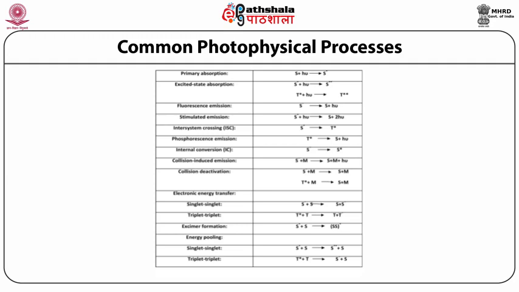So, another is fluorescence emission, which occurs due to the emission of an electron from S star coming to the S, or the ground state. At that time the equation reads S star tends to S plus h nu, and the h nu is the energy of the light emitted. Similarly, other photophysical processes are stimulated emission, intersystem crossing, phosphorescence emission, internal conversion, collision induced emission, and collision deactivation, which are described in this table.